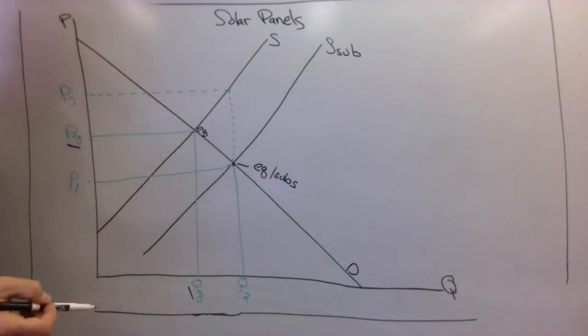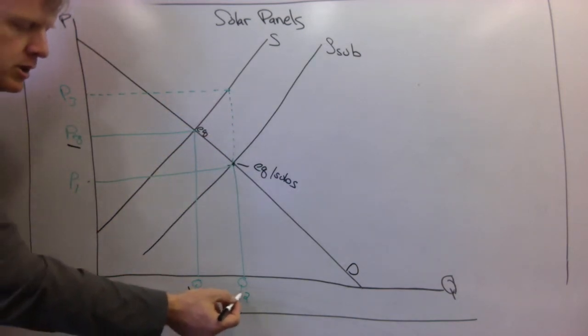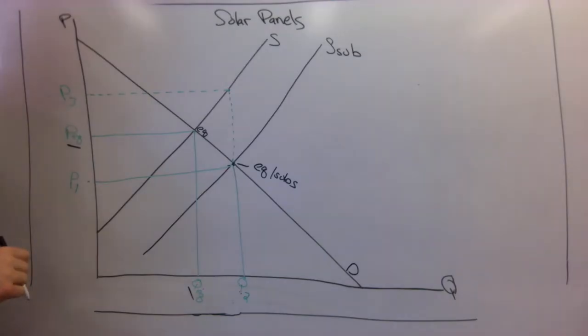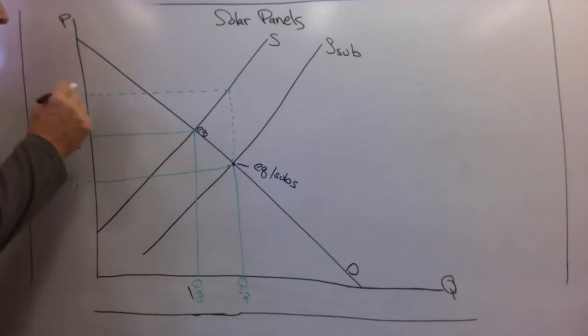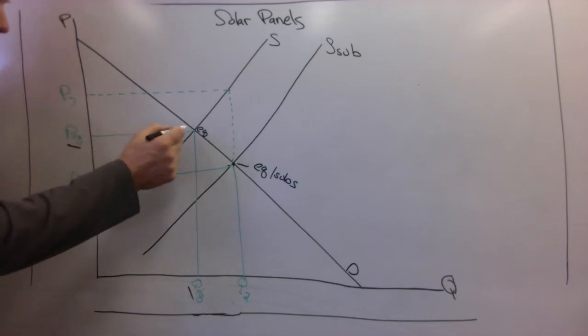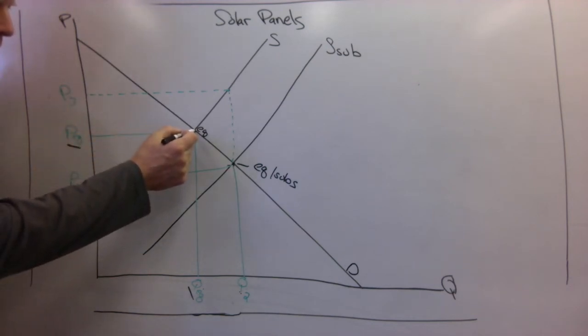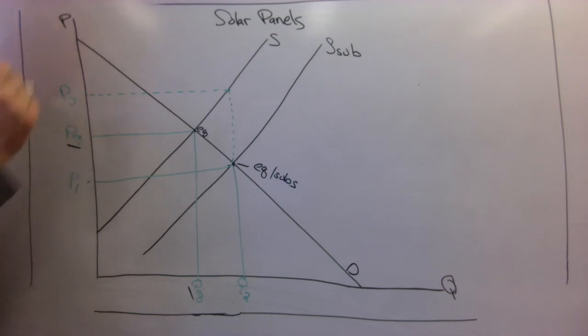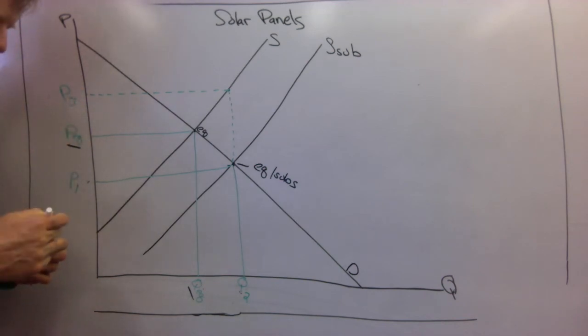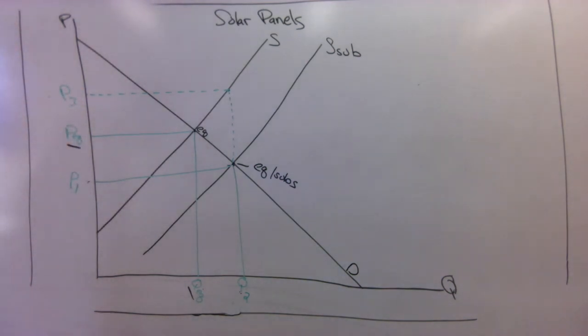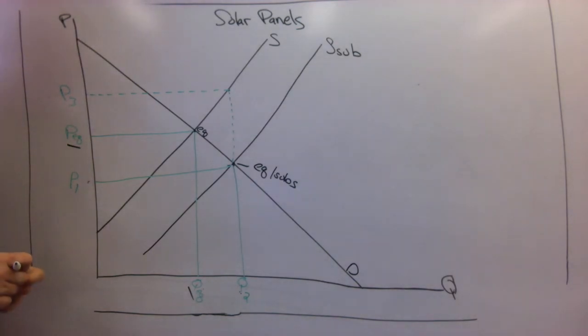Do we get more solar panels? Yes, QEQ to Q2. Are they at a lower price to consumers? Yes, P1. Is the producer hurt by any of this? Has it made it harder on the producer? No, not at all. In fact, they're getting greater than the original equilibrium price. They're getting this new price of P3. This is wonderful for the producers. Who is really paying the price, if you'll excuse the pun?